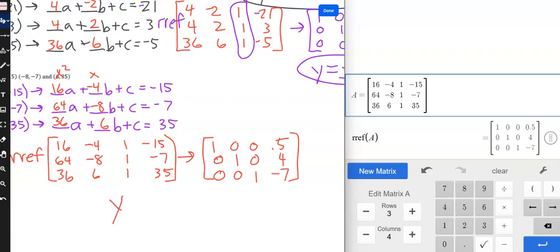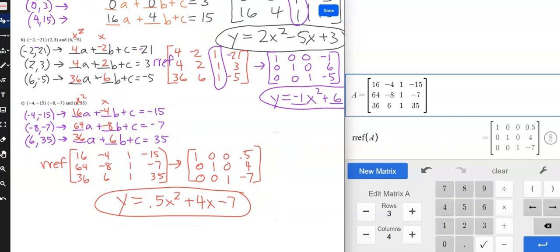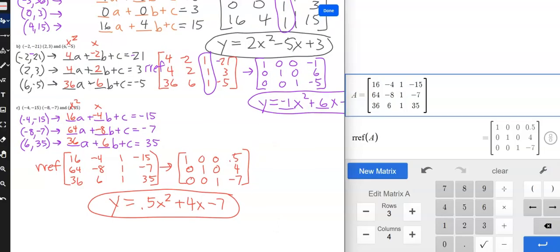And so now we have our equation. 0.5x squared plus 4x minus 7. That's that complete situation. See what we have on the next slide.